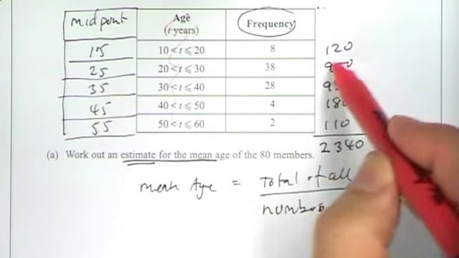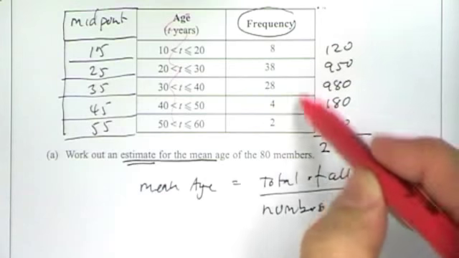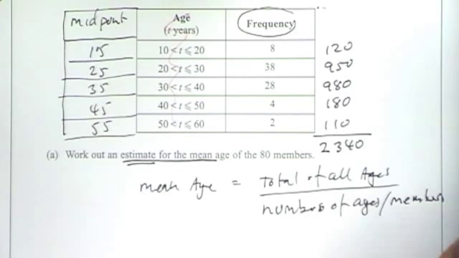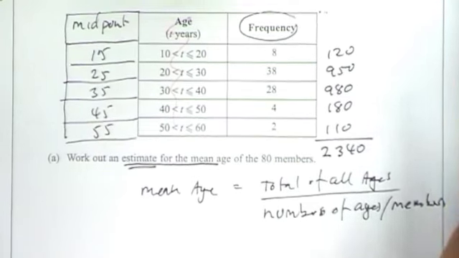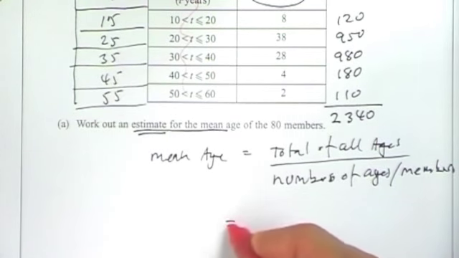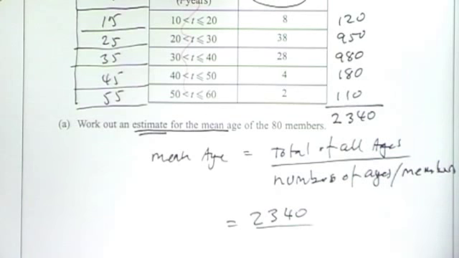Actually multiplying to get the total ages is usually a mark. You possibly get a mark for showing this row, definitely get a mark for showing this figure here. So then when we calculate the mean, we're going to use the total of all ages. The total of all ages came to 2,340, and divide it by the number of ages.